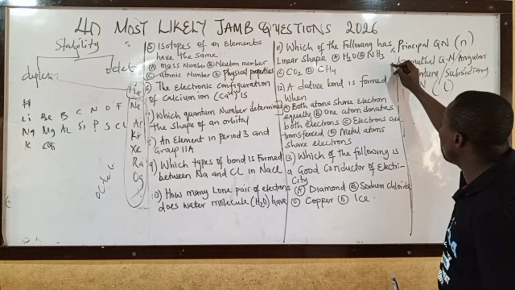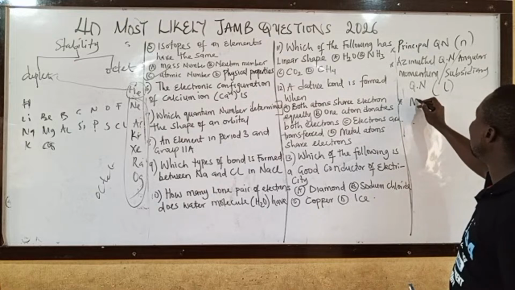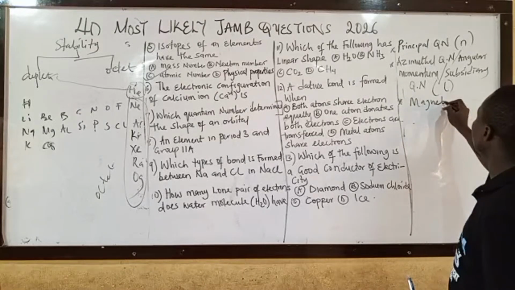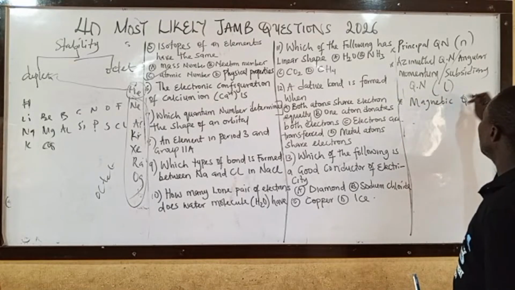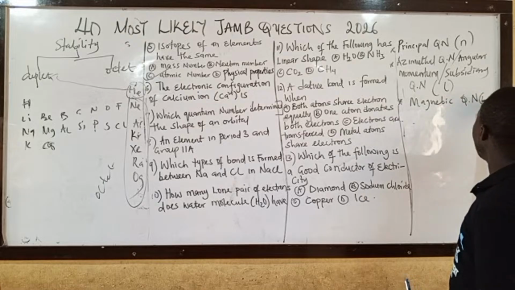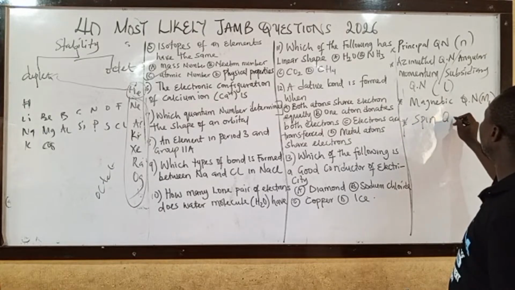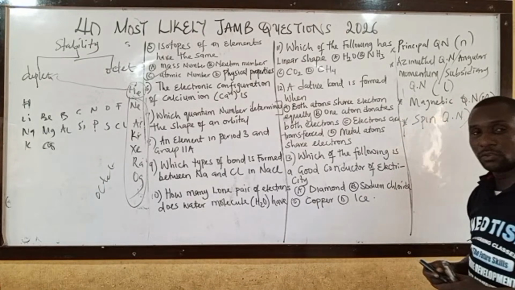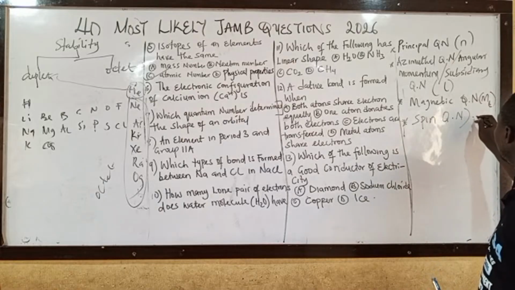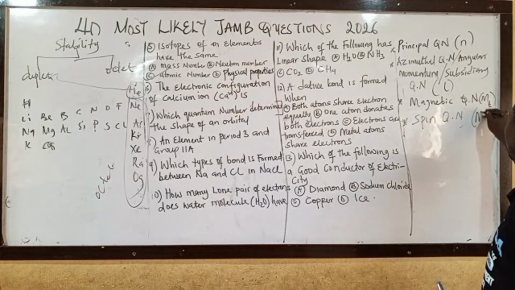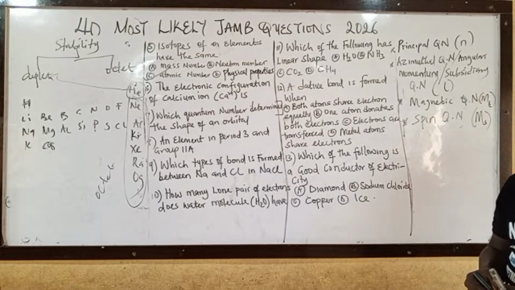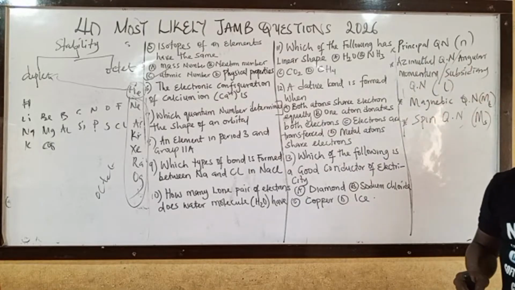This is the first one, the second one. The third one, we have the magnetic quantum number. The symbol is what? l, subscript l. We have the spin quantum number. Please take note. The symbol for this one is what? m subscript s. Take note.